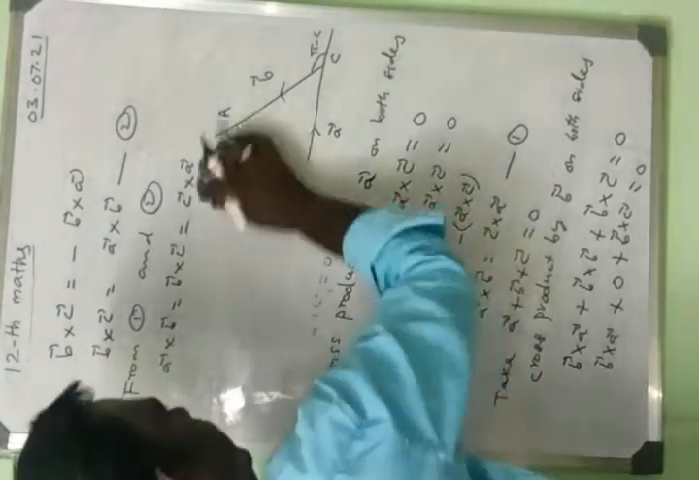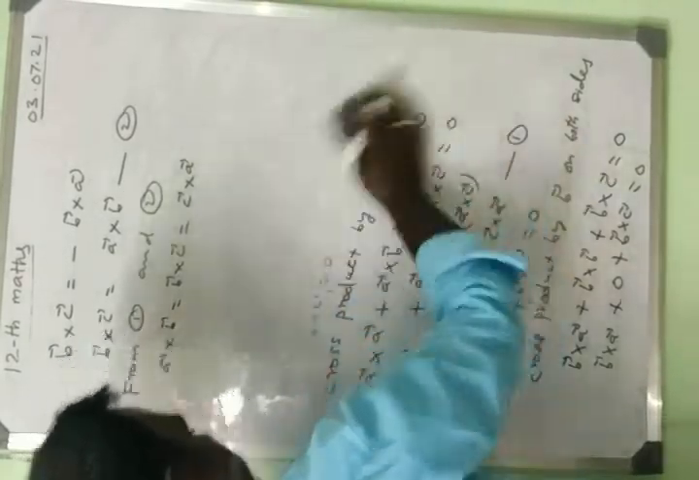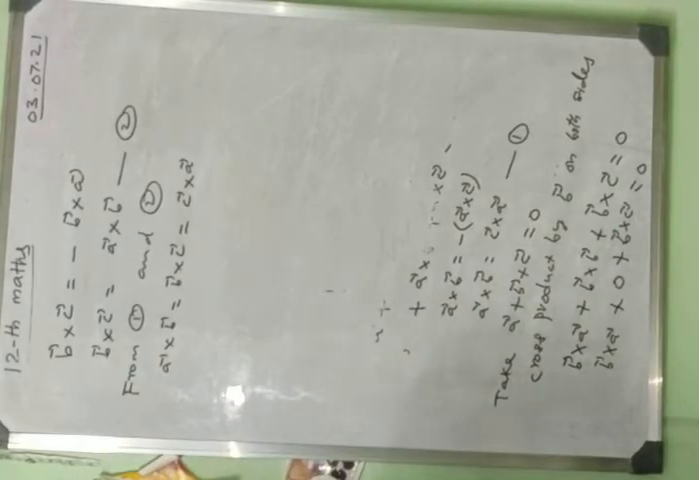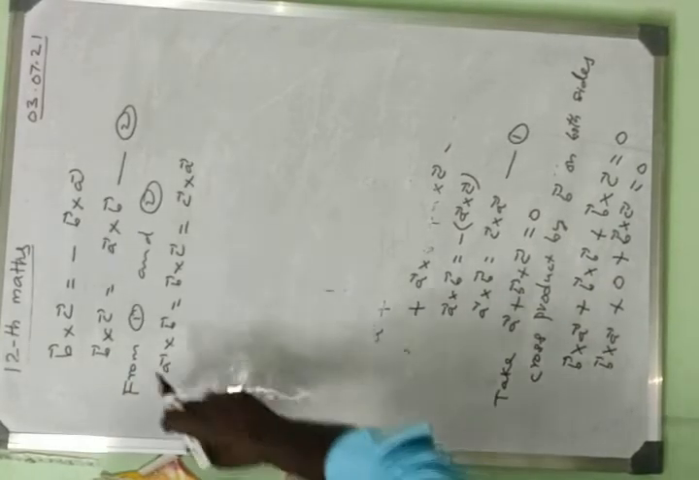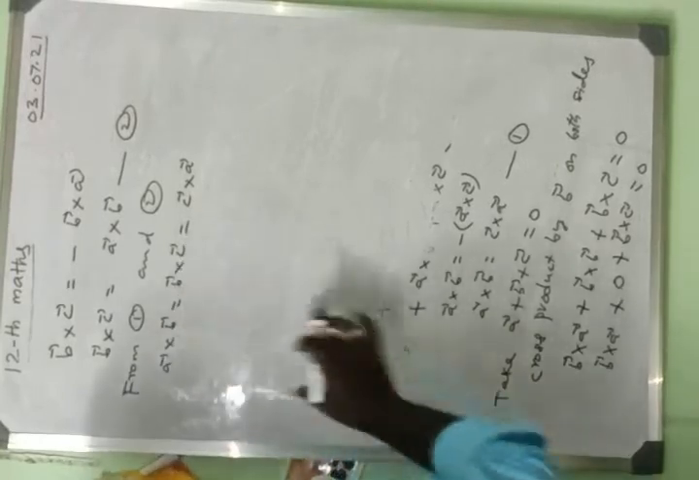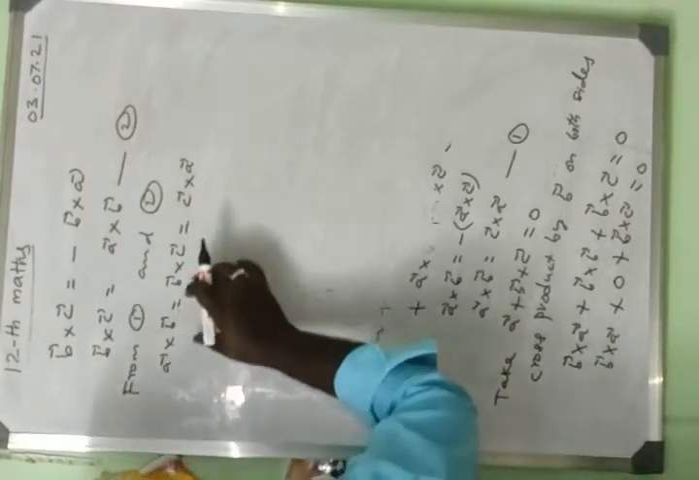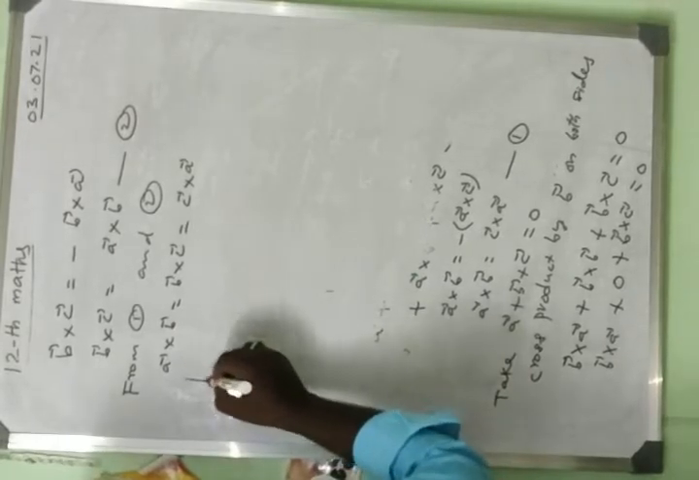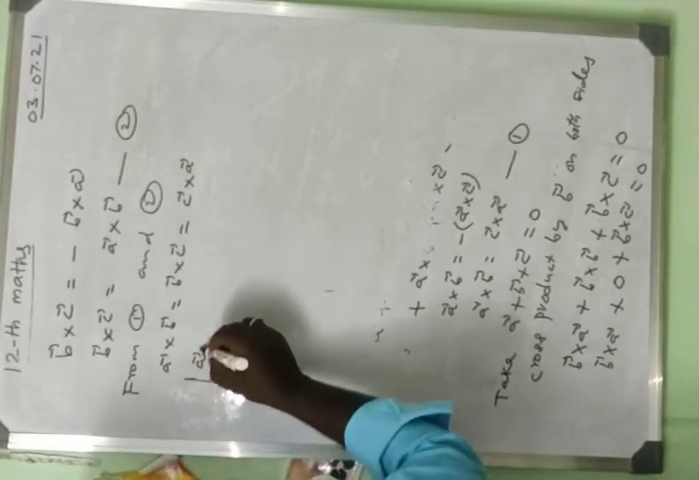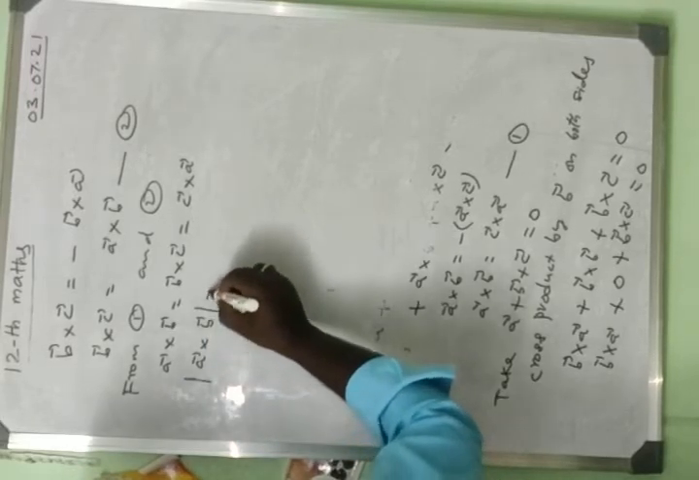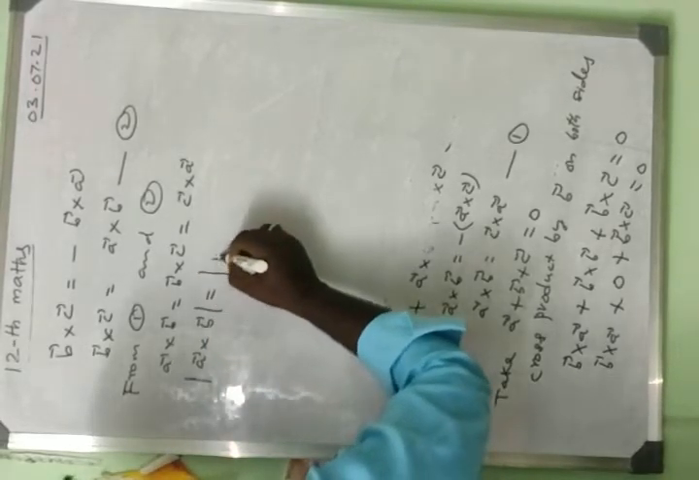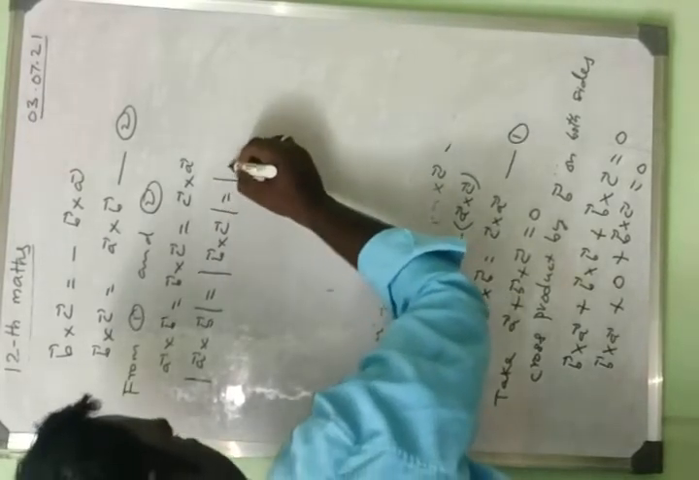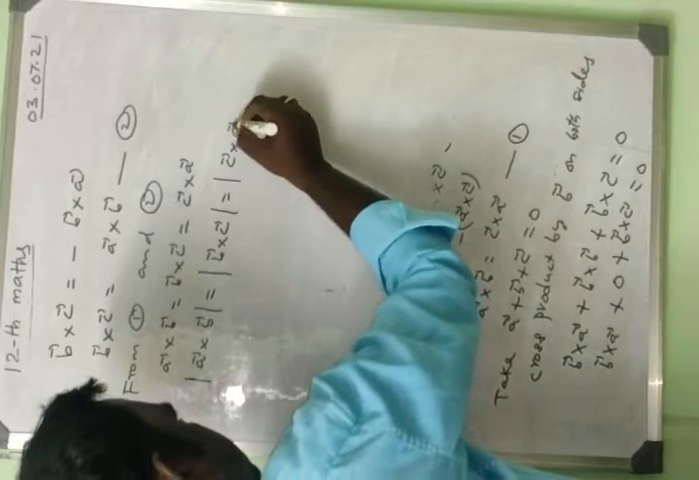So next step, we take the mod. We want this definition. Next, we take the mod of all terms. So the magnitude of vector A cross B is equal to the magnitude of vector B cross C, is equal to the magnitude of vector C cross vector A.